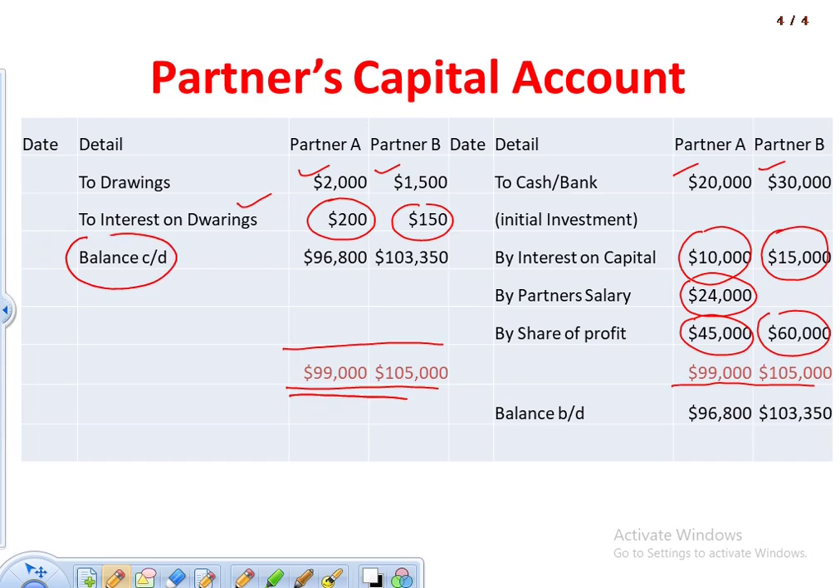So we balanced this account at the end of the year, and we got 96,800 for partner A and 103,350 for partner B. So this same figure will be brought down here. The same figure would be brought down there.